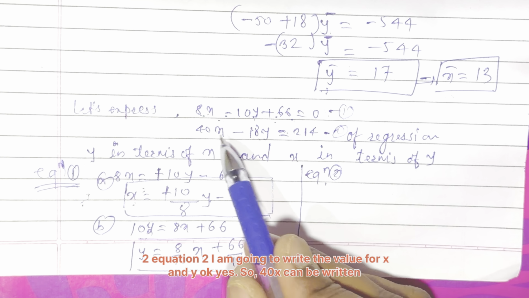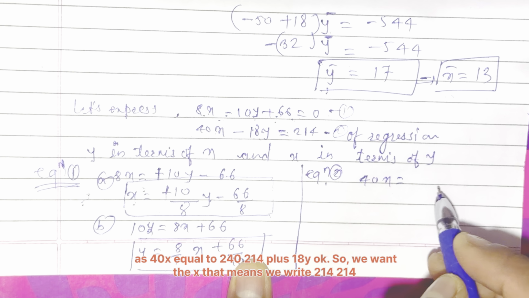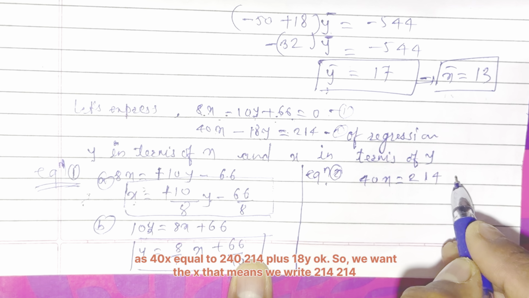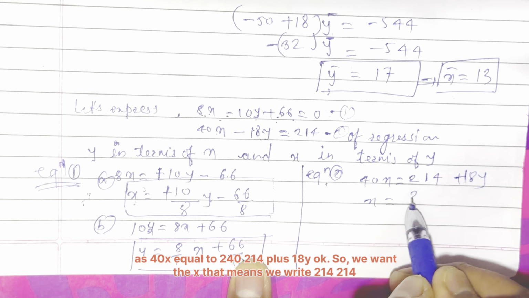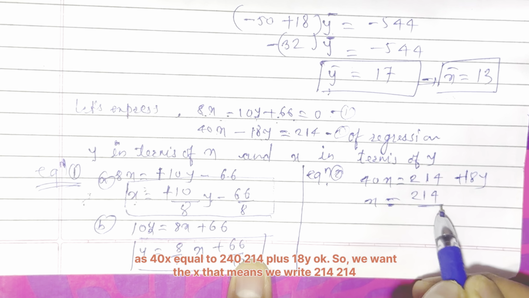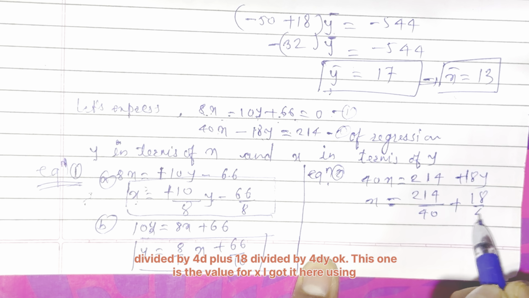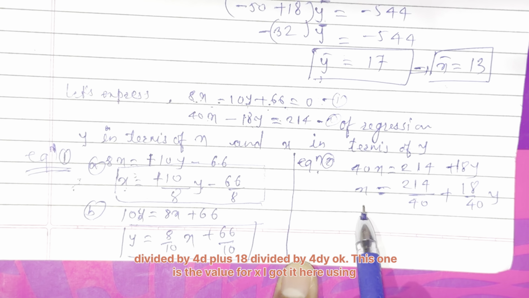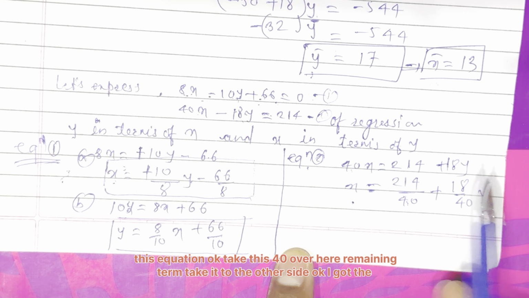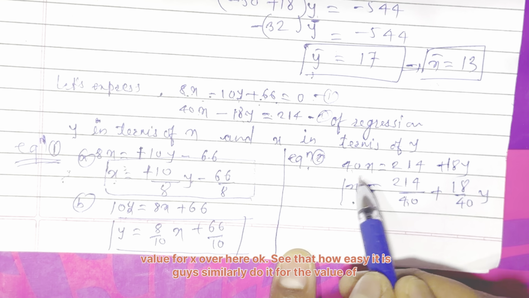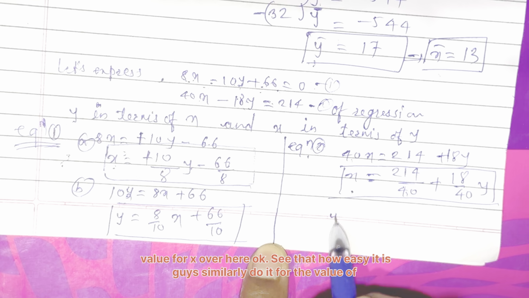So 40x can be written as 40x equal to 214 plus 18y. We want x, that means we write 214 divided by 40 plus 18 divided by 40y. This one is the value for x. I got it here using this equation. Take this 40 over here, remaining term take it to the other side. So I got the value for x over here. See how easy it is, guys. Similarly, do it for the value of y.